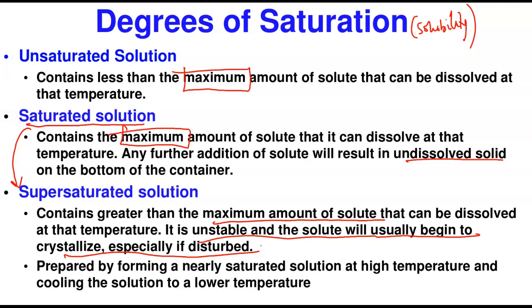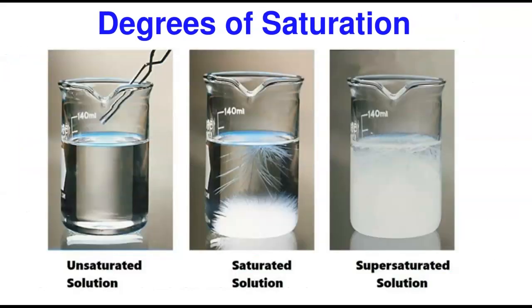How do you prepare this? Like I said earlier, you prepare this by setting the temperature very high and then cooling the solution. So you get a saturated solution, like the one you have here already. You form the saturated solution at high temperature, and then you begin to cool it. And the moment you cool it below that temperature, you're going to begin to see crystals form. So this is exactly what you're going to see.